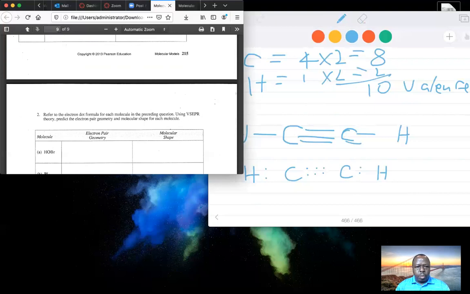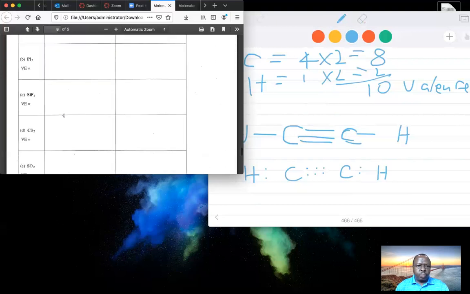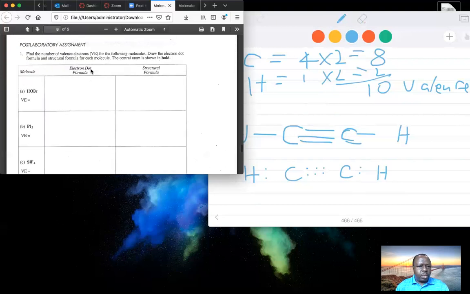Any question on triple bond, double bond? That's what you need to do in terms of the structural electron dot formula. We did this before.